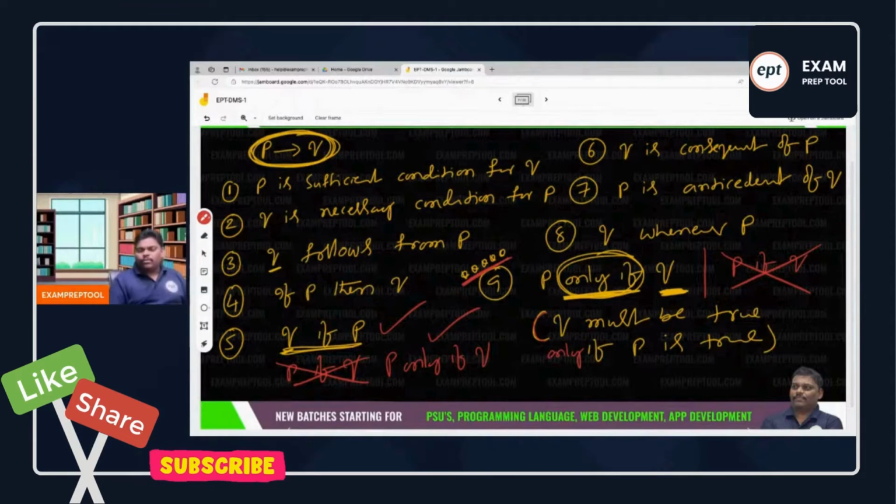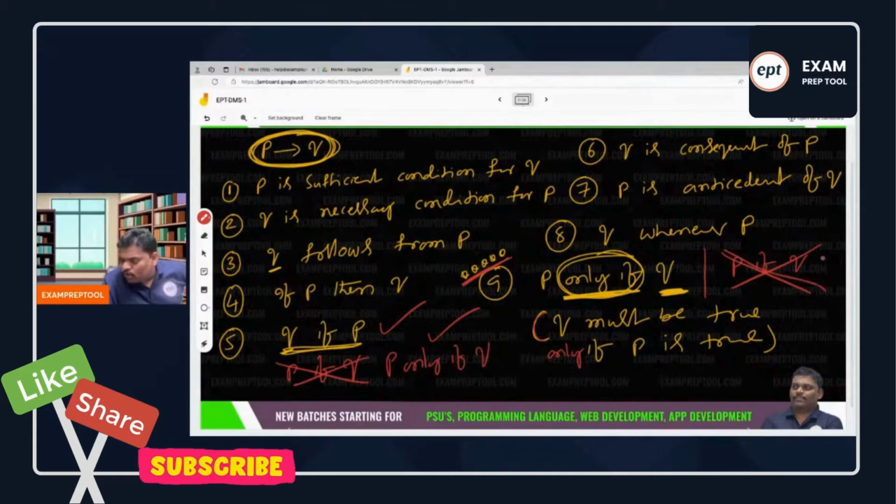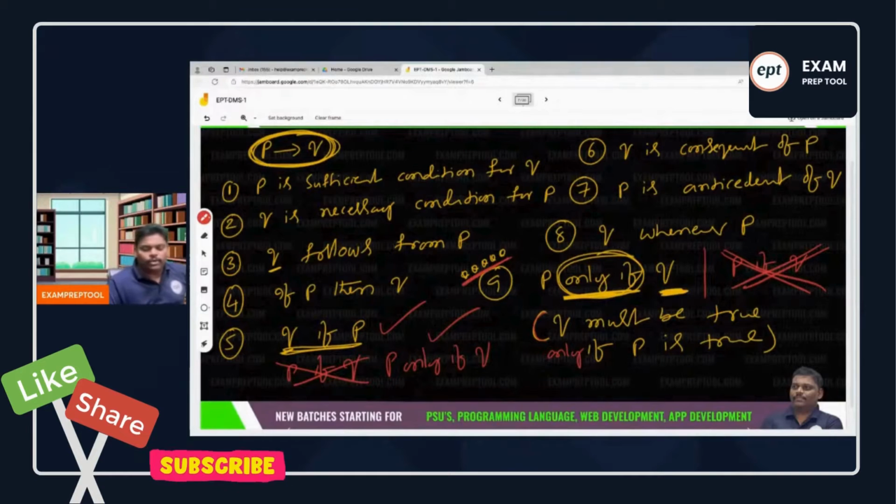Without "only if" it is wrong. This ninth one is the only one with "only if". Meaning wise, all are the same, just different ways of writing. See, I didn't write P if Q. It is wrong. P only if Q is right. Meaning also: Q must be true only if P is true. If P is true, definitely Q should be true. Fine.